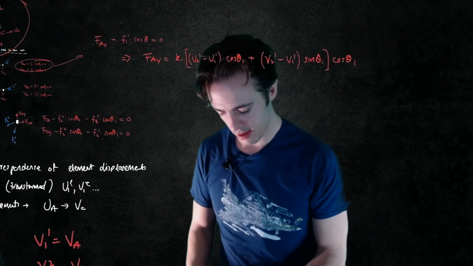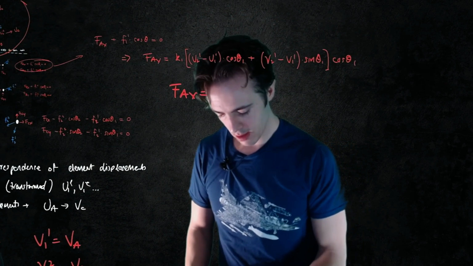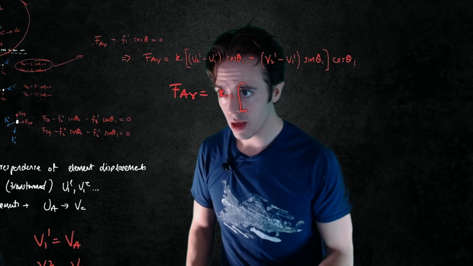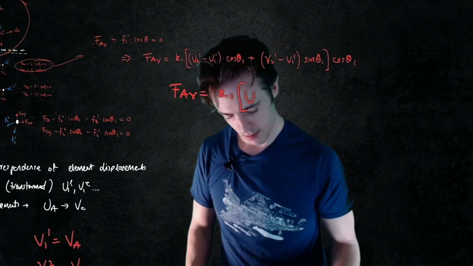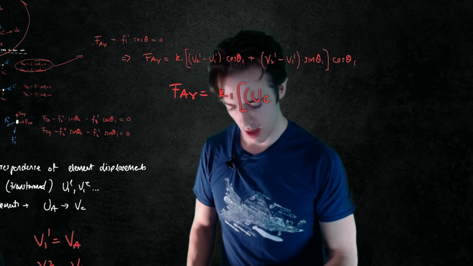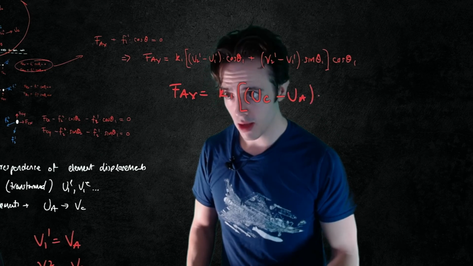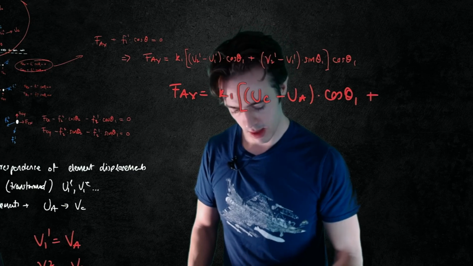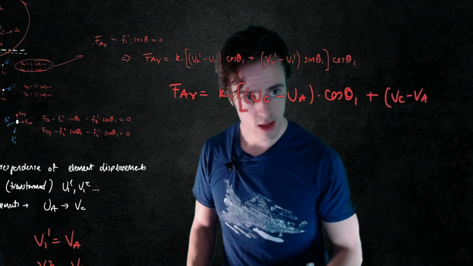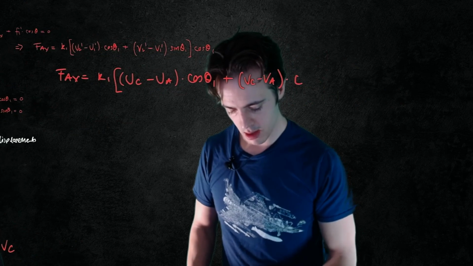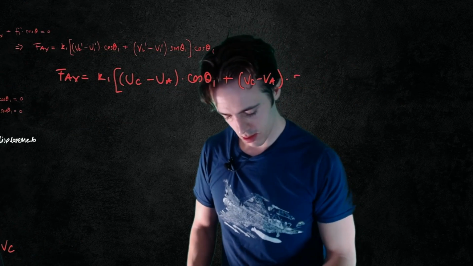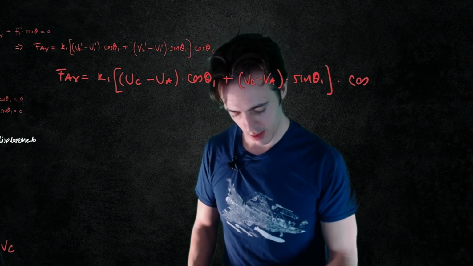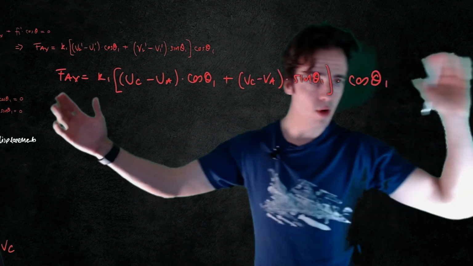So I can then rewrite this as f(a)x is equal to k1 times (UC minus UA) cosine theta 1 plus (VC minus VA) multiplied by sine theta 1, multiplied by cosine theta 1. Okay, so I've done that for one of these expressions.